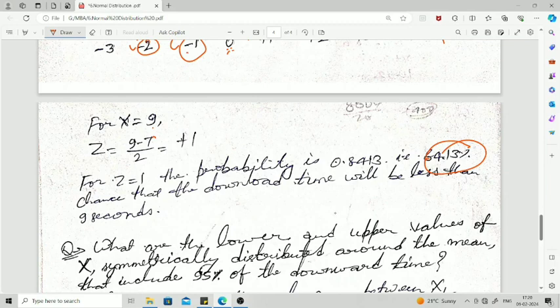There is an 84.13% chance that the download time is within this value. This example was taken from a question, and I will explain some more examples later on. But here you can see that from the Z value we got the probability: from Z equals 1 we got that there is an 84.13% chance, the probability of getting the value x.